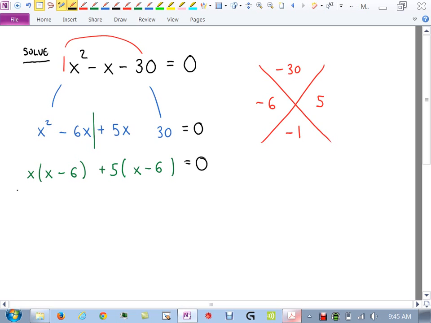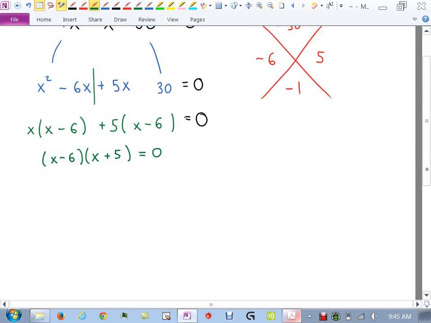Now the left side becomes x minus 6, and then in parentheses, x plus 5 equals 0. Now we're finally down to using the zero factor property. So I have 2 things that multiply to be 0, and what we'll do is set each one of these to 0. Now the way that I did it last class is a little different than the way I'm going to do it this class. What I'm going to do is put a line down the middle, and I'm going to write down 2 equations.